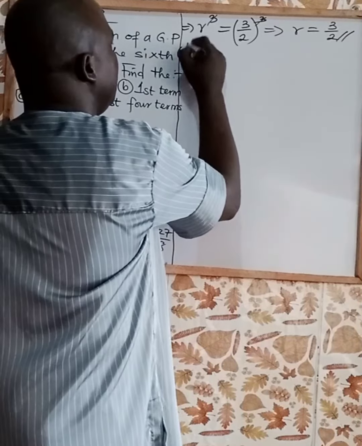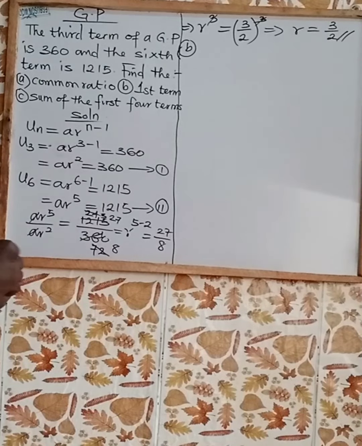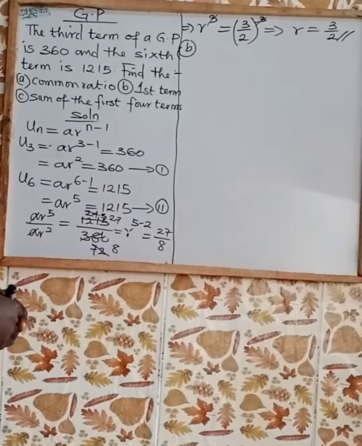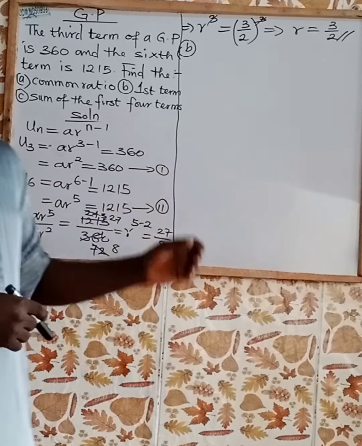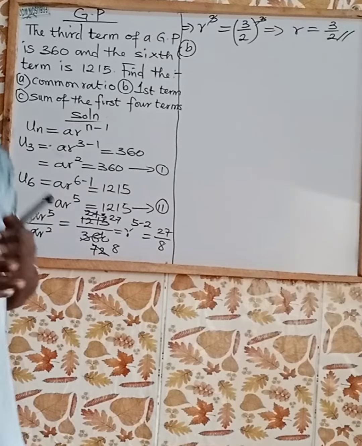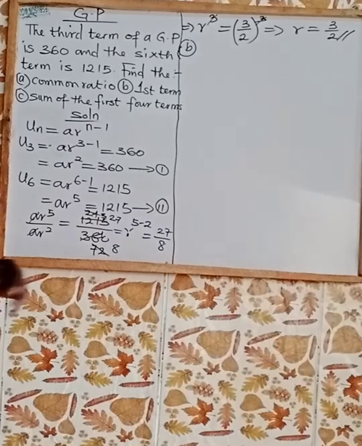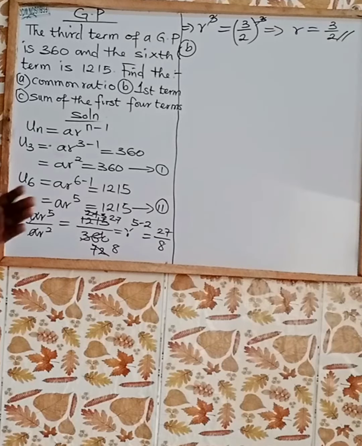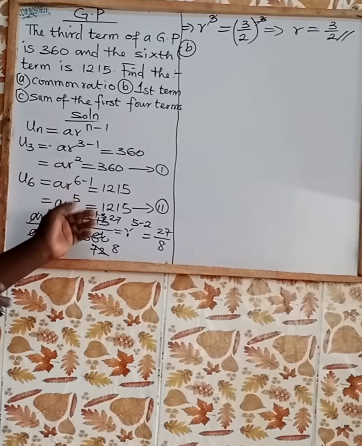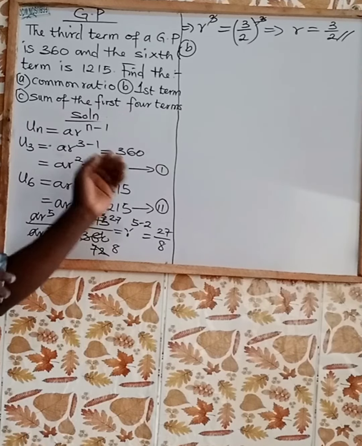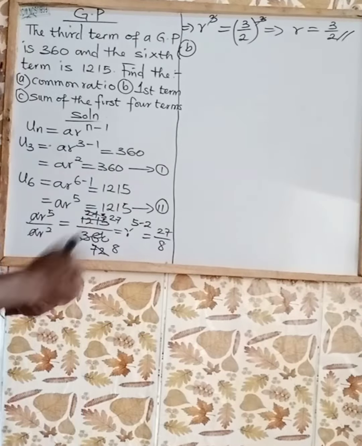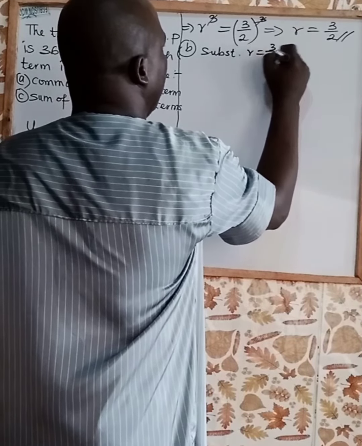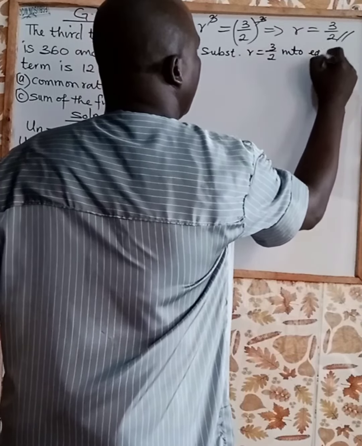So we now move to B. If you check B very well, we are asked to find the first term. That means you are now going to substitute this value of r into any of these equations, either equation 1 or equation 2. But we have to look for the equation that is somehow simple. If you look, equation 1 is simpler than equation 2. Equation 2 is somehow complex because you have to multiply the value of r 5 times, unlike equation 1, where we multiply the value of r 2 times. So we are going to substitute r = 3 over 2 into equation 1.